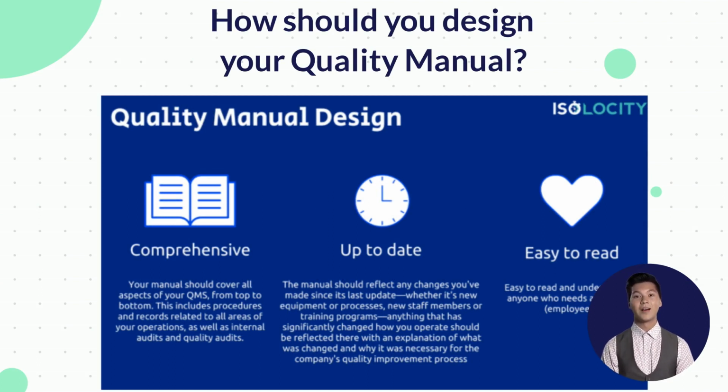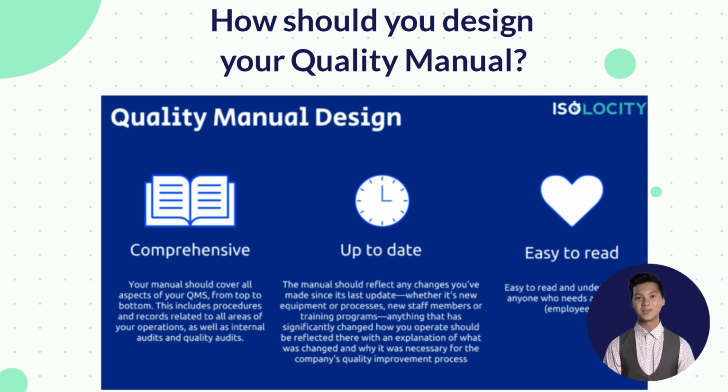The next question is, how should you design your quality manual? The quality manual is a document that provides in-depth information on how the QMS functions. Your manual should cover all aspects of your QMS, from top to bottom. This includes procedures and records related to all areas of your operations, as well as internal audits and quality audits.